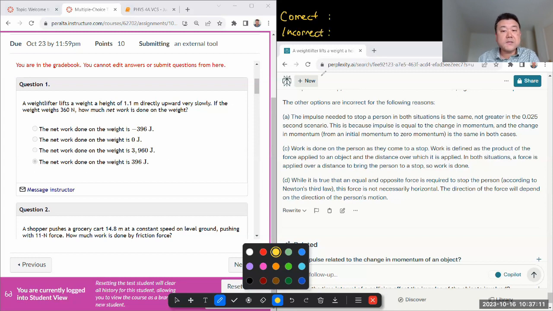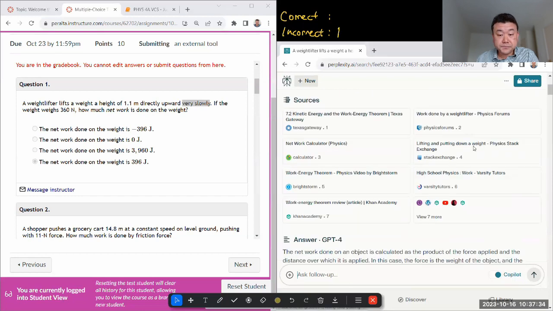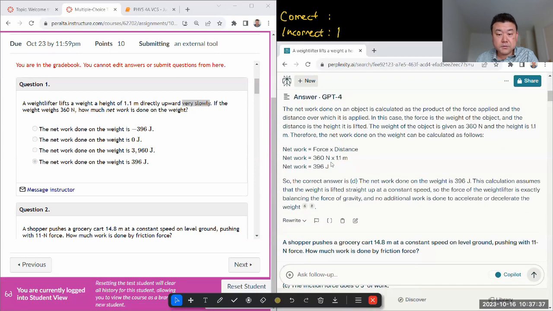So this first one, I'm saying it's incorrect for this simple reason. The question is asking for net work, and that means work done by weightlifter plus the work done by gravity. And the important part is that the weight is being lifted very slowly, meaning it's moving at basically zero velocity. So all of this net force is actually zero because it's not accelerating. So for that reason, the correct answer should have been this: the net work done on the weight is 0 joules.